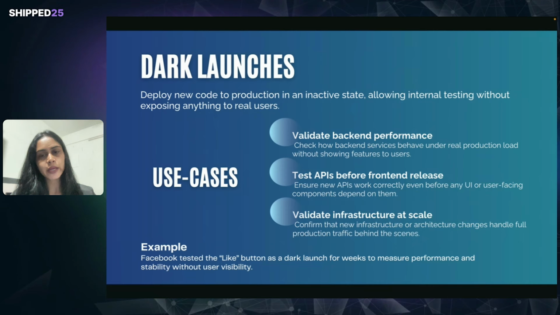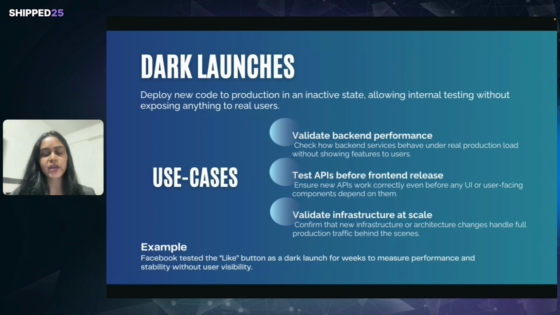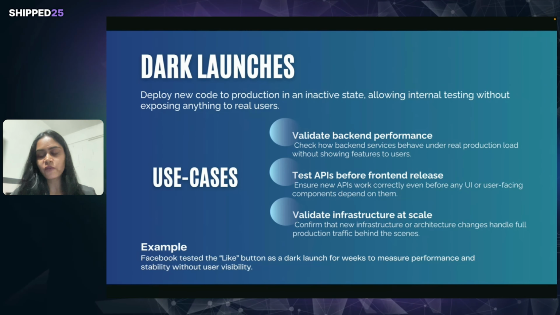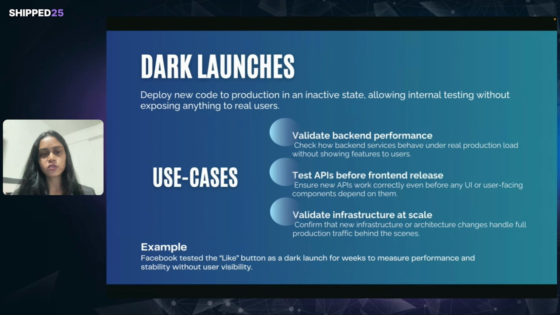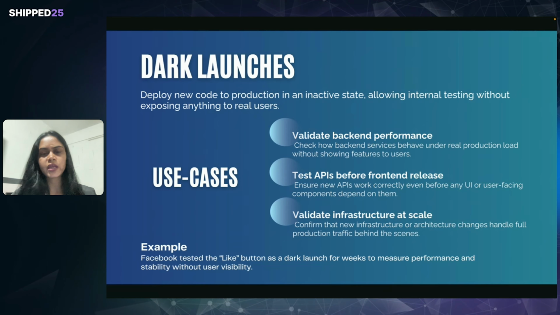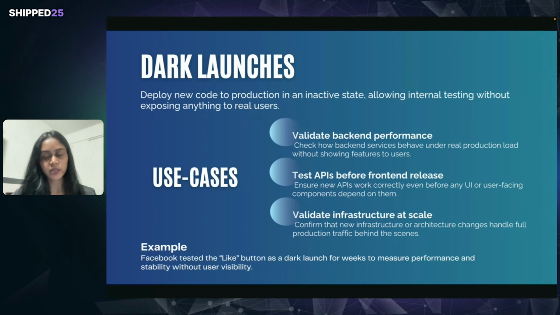Another great use case is API first development. Your backend teams can release and validate their APIs before your frontend team starts using them. This is possible because of this use case, and there won't be any waiting or dependency blocks. So this is the second use case. Then we have the third use case.